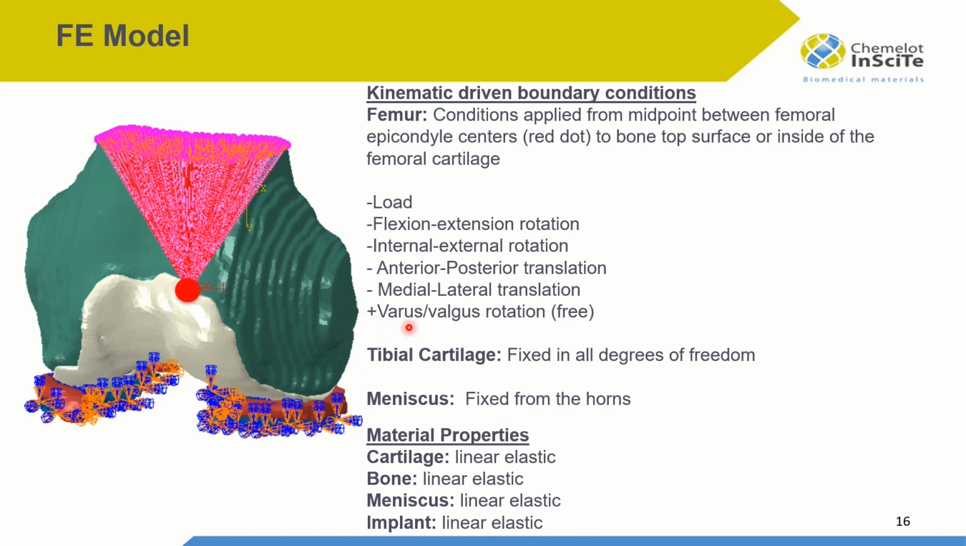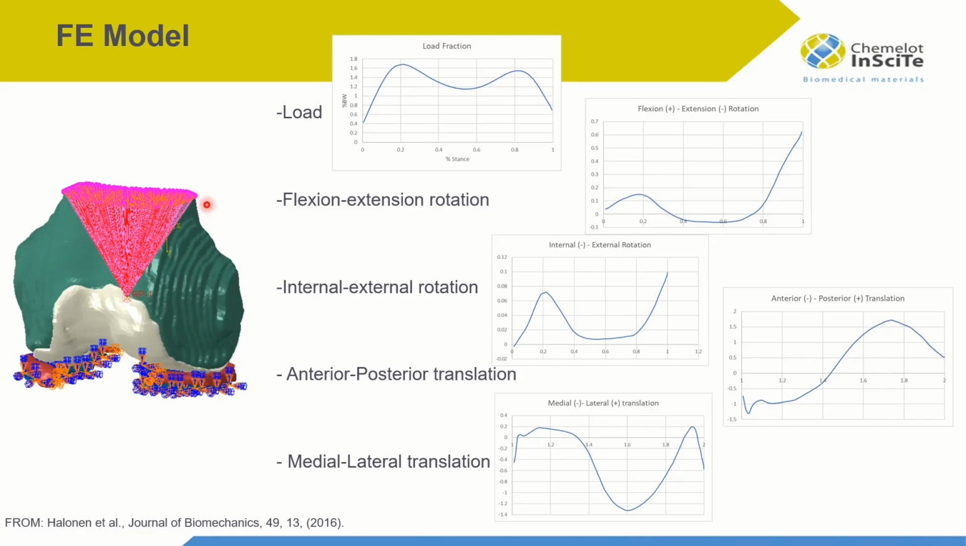Apart from the boundary conditions to the reference point here, you also need to fix the bottom of the tibial cartilage and the meniscal horns. The boundary conditions that result in the motion of the knee can be seen here.